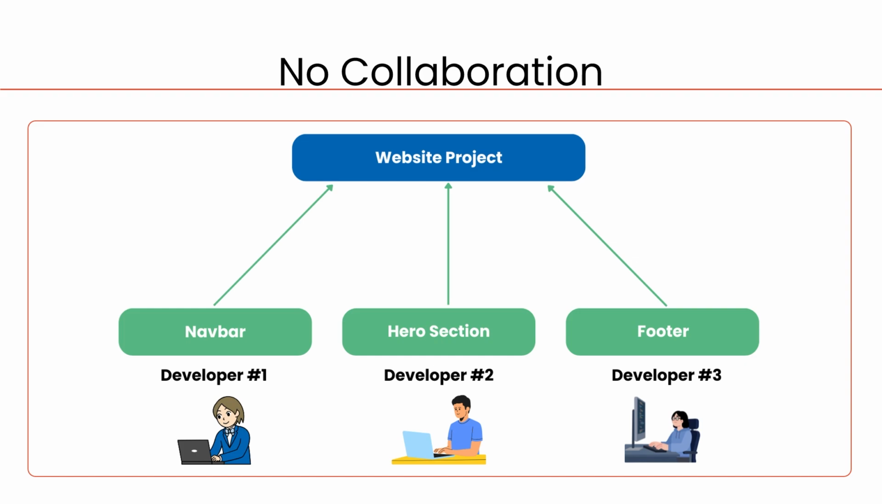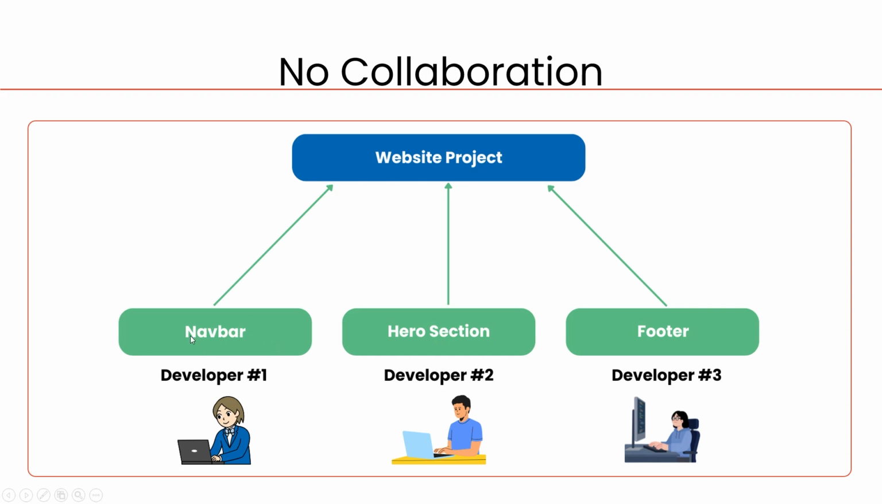Now I will give you an example where there is no Git, no collaboration. So I'm working in a company where multiple developers work on same project. So here developer 1 is working on navbar, developer 2 is working on hero section, and developer 3 is working on footer. They all are in different locations. So they all worked on their local machine.